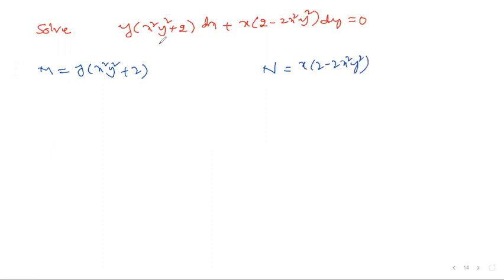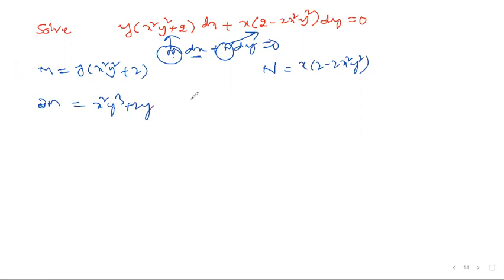Now compared with M dx plus N dy equal to 0, the coefficient of dx is M and the coefficient of dy is N. Now find ∂M/∂y and ∂N/∂x. Before that, multiply y into x²y², you will get x²y³ plus 2y. Similarly, N is 2x minus 2x³y².